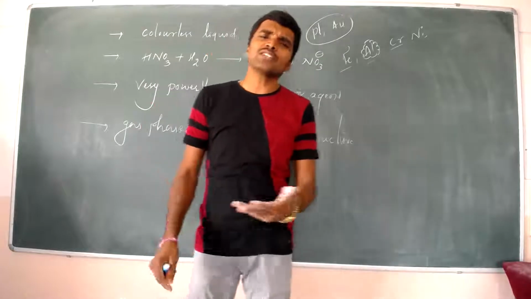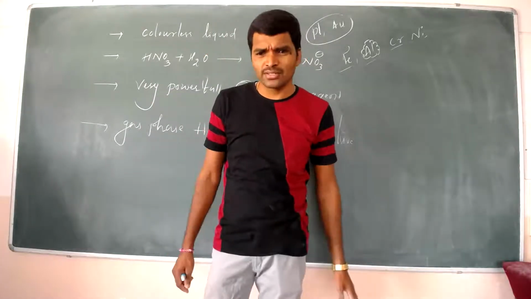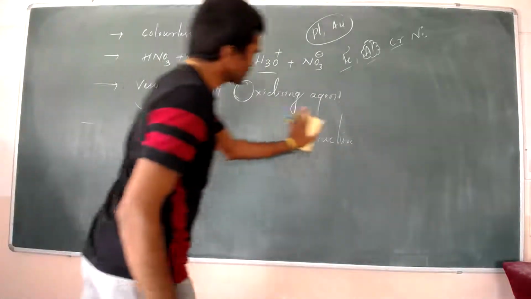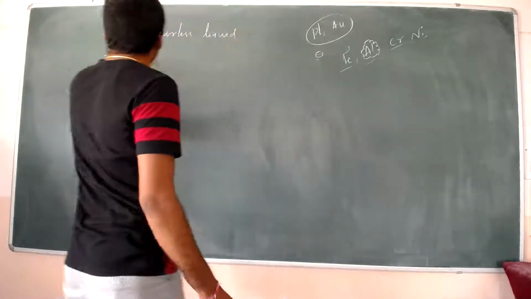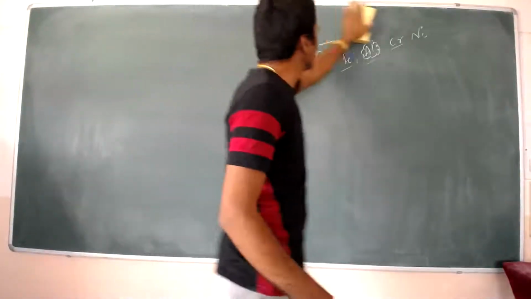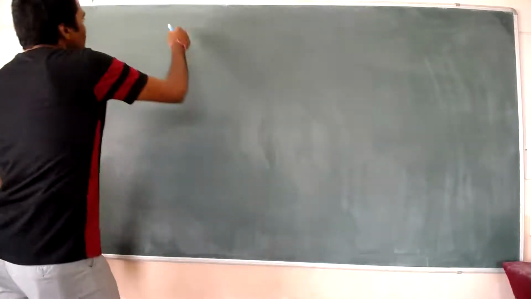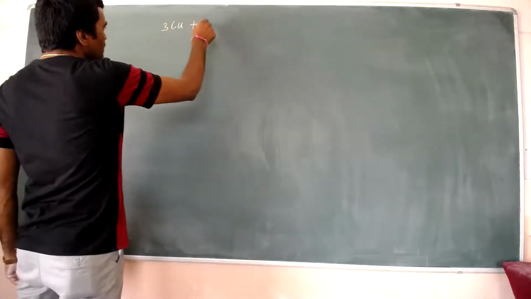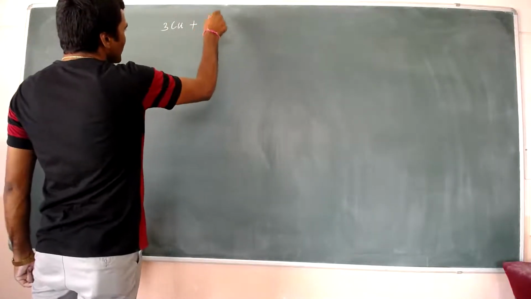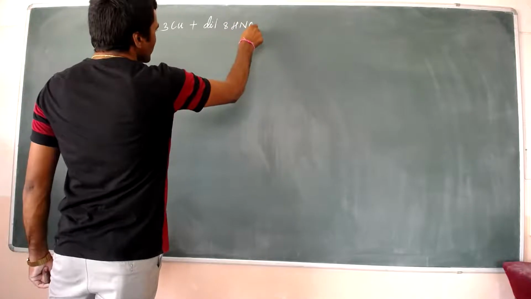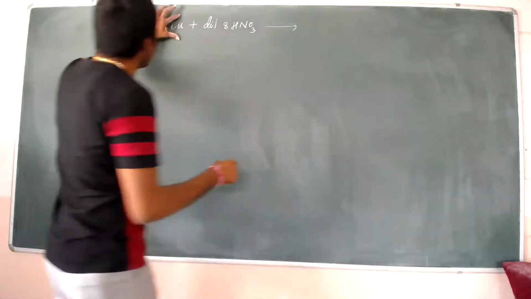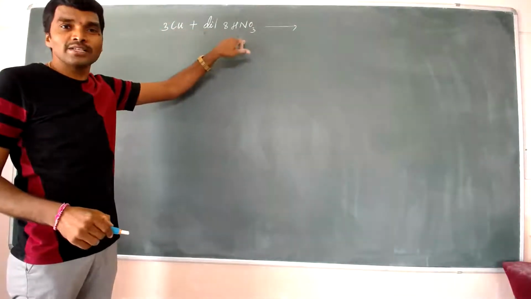Then which metals react with nitric acid? Now see which metals are going to react. Now here, the reaction with copper. 3 moles of copper react with diluted nitric acid, HNO3. Diluted: 3 moles of copper react with 8 moles of diluted HNO3.